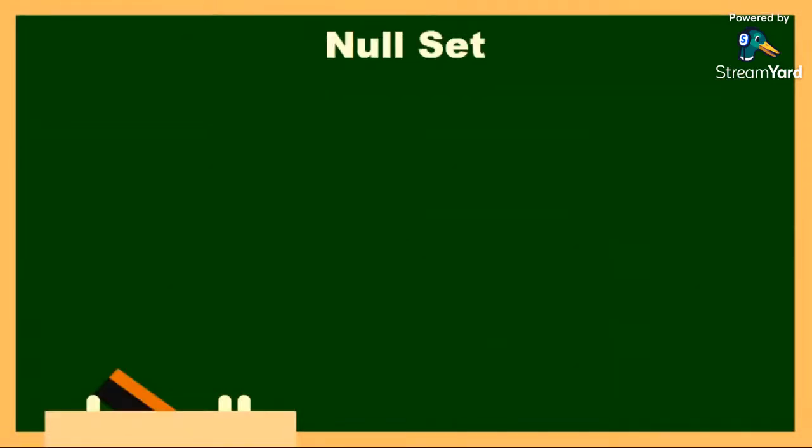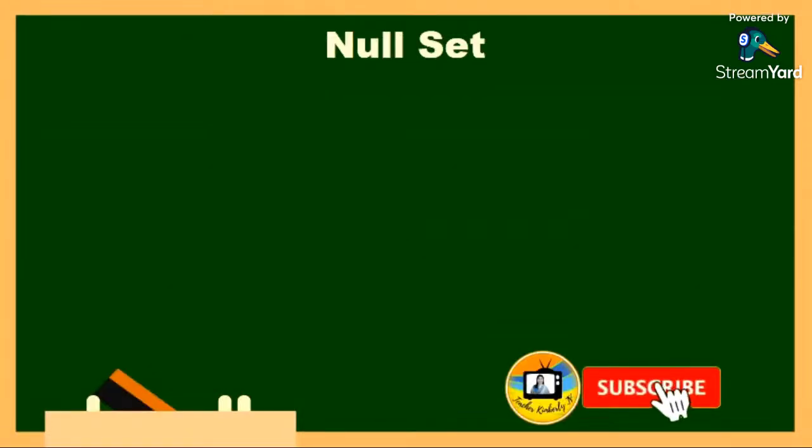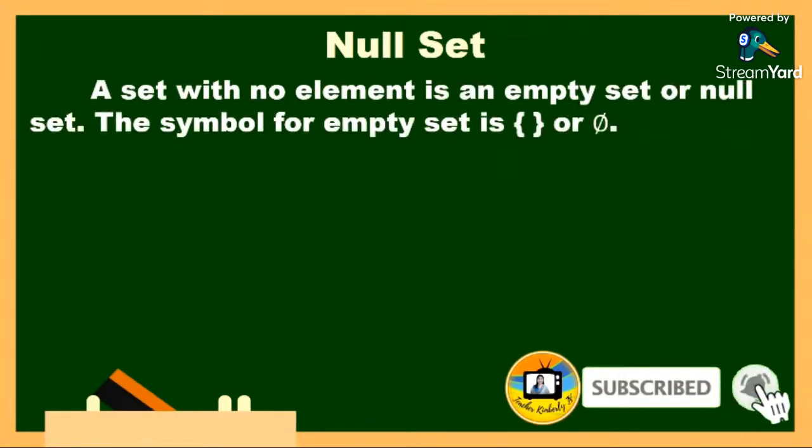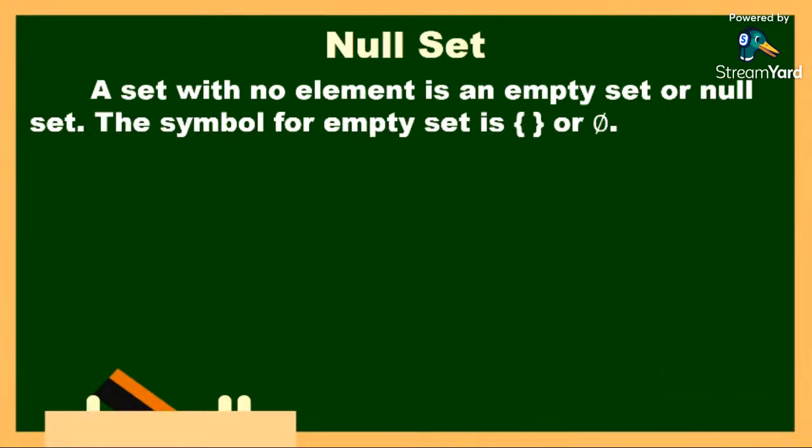So, what is a null set? A set with no element is an empty set or null set. Ibig sabihin po yan, kapag ang isang set ay walang kinocontain na object or walang nakapaloob sa kanyang elements, siya po ay tinatawag na empty set or null set. So, ginagamitan po siya ng symbol na braces and empty set. Yung parang letter O na may slash sa gitna.